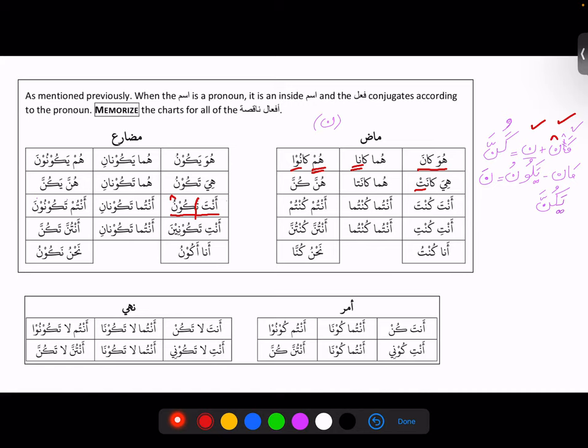So anta would be kun, antuma kuna. We drop this nun and this ta, and it is readable. We don't have to make any change. So easy, kuna. Antum would be takununa, so dropping this nun and this ta, it becomes kunu. Kunu ibadallah, you all be servants of Allah. Anti, again same and easy: kuni.